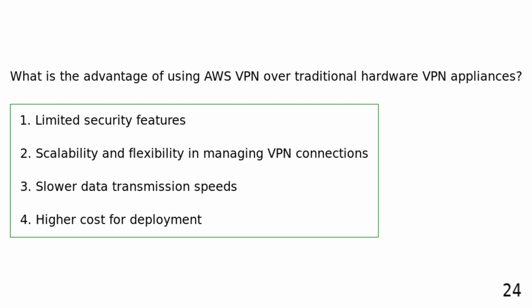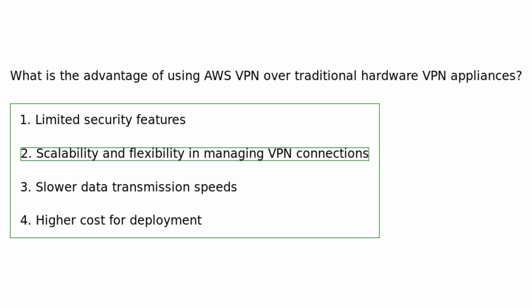What is the advantage of using AWS VPN over traditional hardware VPN appliances? Limited security features. Scalability and flexibility in managing VPN connections. Slower data transmission speeds. Higher cost for deployment. One advantage of using AWS VPN over traditional hardware VPN appliances is the scalability and flexibility it offers in managing VPN connections, allowing for easy scaling and configuration changes as needed.